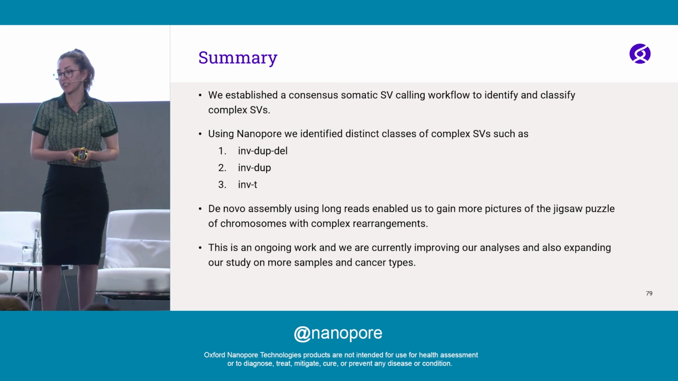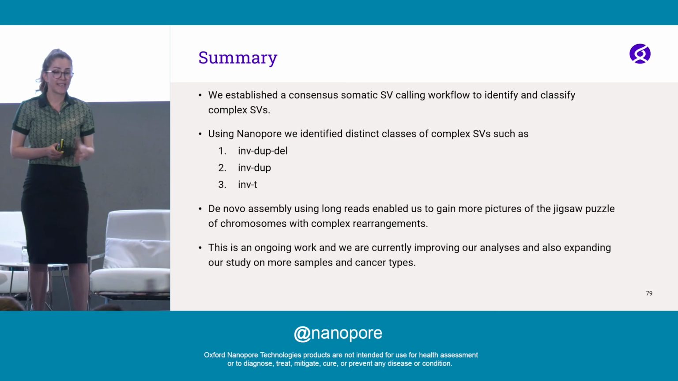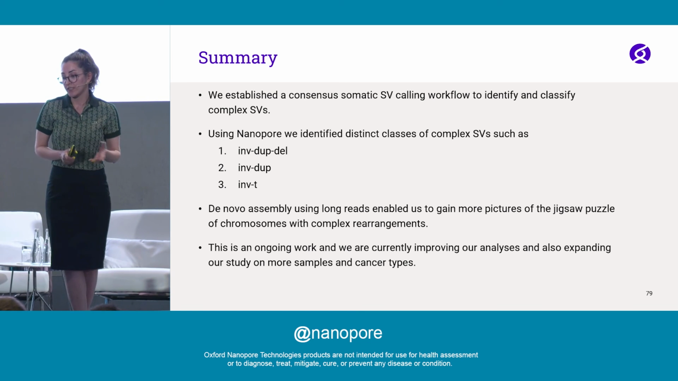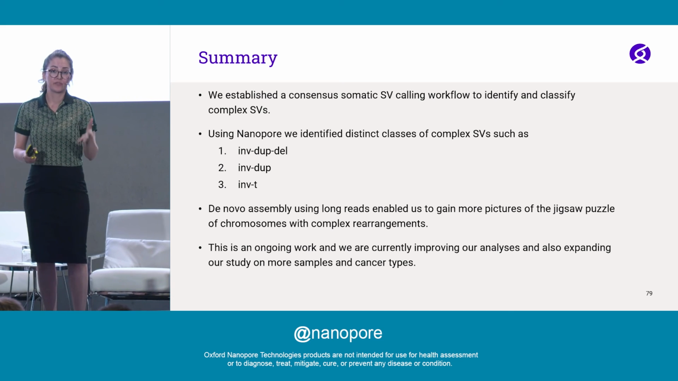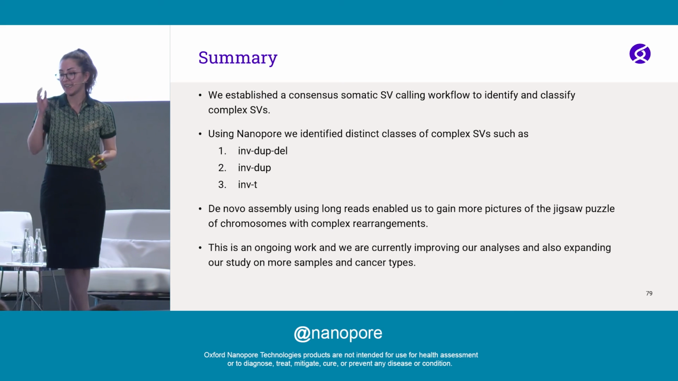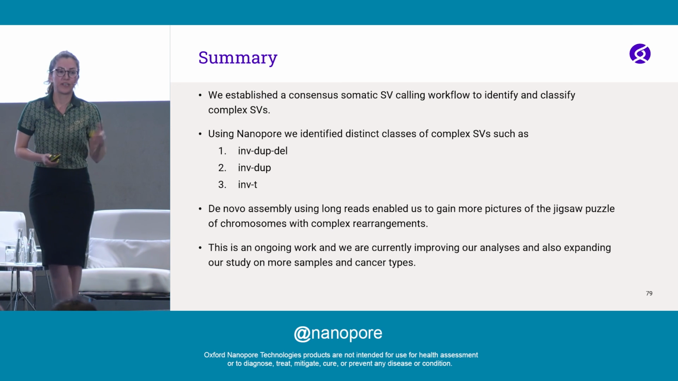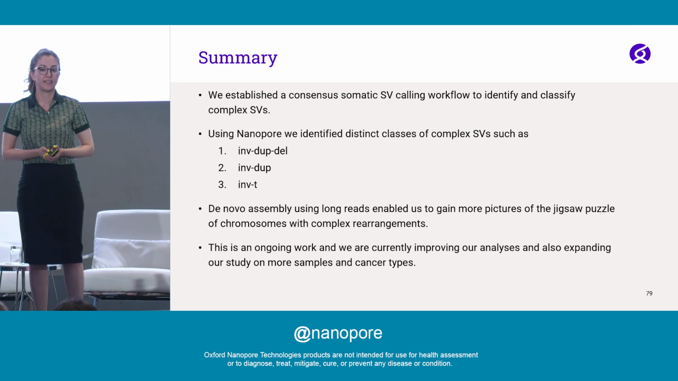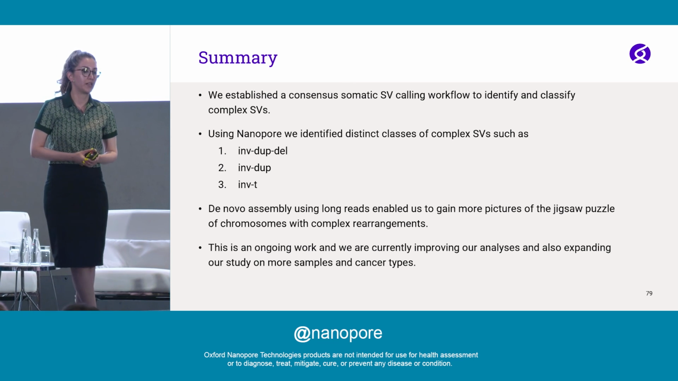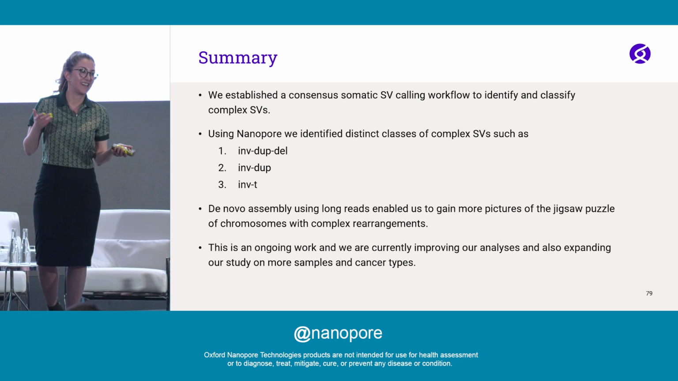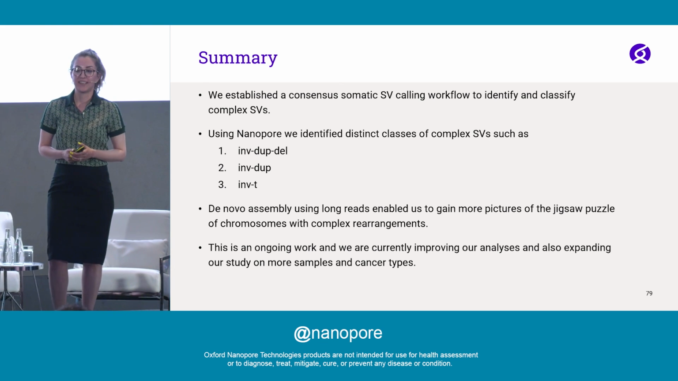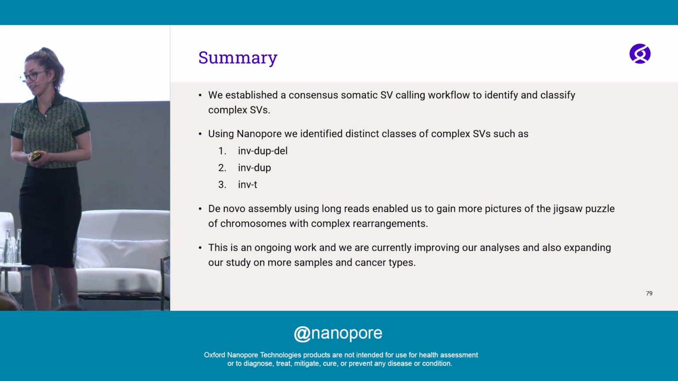So in summary, we established a consensus somatic SV calling workflow to identify and classify complex SVs. I showed you a couple of examples. We believe that genome assembly could enable us to gain more of the picture of the jigsaw puzzle of the chromosomes and complex rearrangements, but this is very challenging, and we are not really sure how much we could succeed in that. This is really ongoing work, and we have to improve all of our analysis in future. We are also working on more samples and more cancer types, and even deeper, and also using super accuracy at this moment. We previously didn't have super accuracy of the copy.